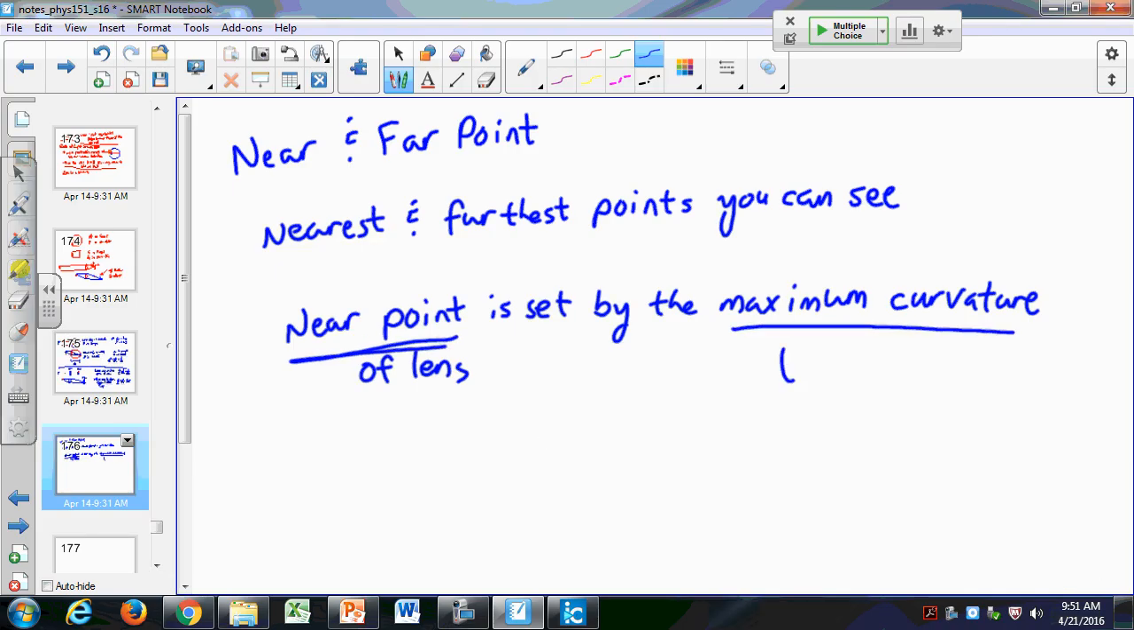So this maximum curvature is what the ciliary body can give to that lens, how much it can push down on that lens to make it as wide as possible in order to look at something that's up really close. Usually the near point is about 10 or 20 centimeters. You can take your finger and hold it out and then bring it in. When it goes fuzzy, that's where your near point is. Yeah, y'all have pretty short near points.